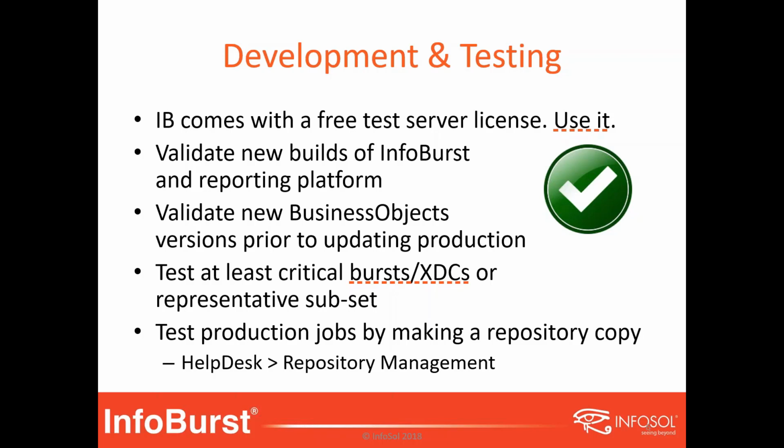With most updates, you'll want to test your critical bursts and XDCs at the very least. If you don't have exact copies on your test server, ensure that you have some that approximate what these critical ones are trying to do. With more involved updates, we'll recommend taking a copy of the production repository and using that for testing. This will allow you to test the exact bursts and XDCs that are in your production system, okay? There are steps to take to prevent duplicate work, which you can find on the help desk by searching for repository management. You can see that down there at the bottom.